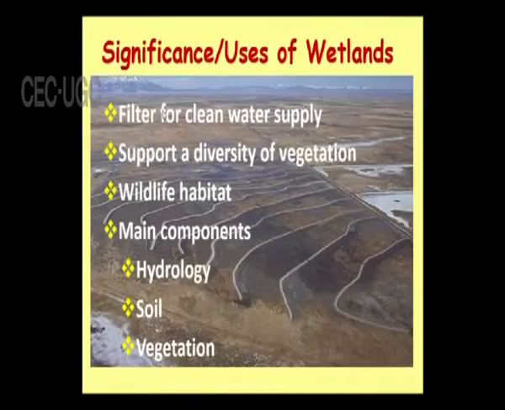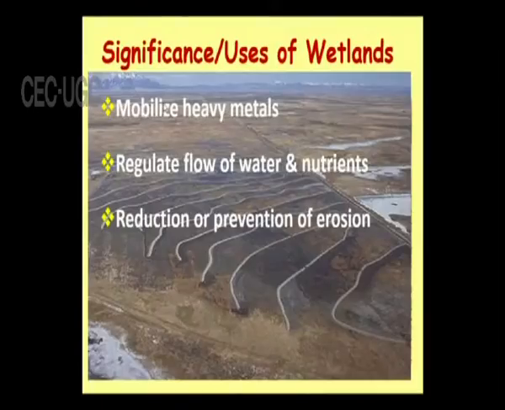And what are the functions that it is doing? It filters the water and it is supporting a diversity of vegetation, and it is consisting of a large number of wildlife habitat and the major components hydrology, soil and vegetation, and therefore, it is an interface or it is the intermediate between the water ecosystem and the land ecosystem, and so it is one of the most important ecosystems and it is one of the most neglected ecosystems also, and therefore, we have to map wetland ecosystem.